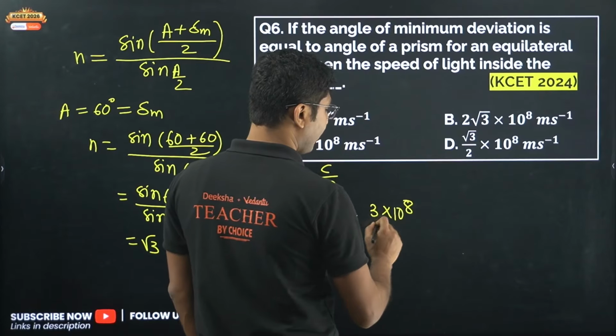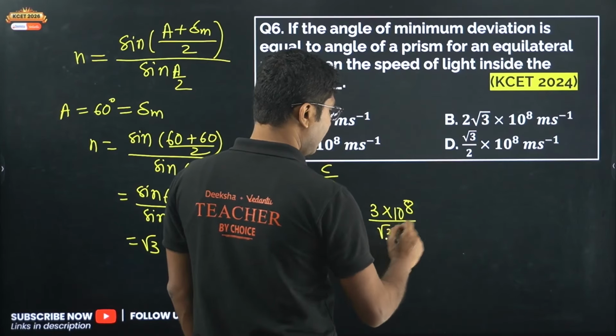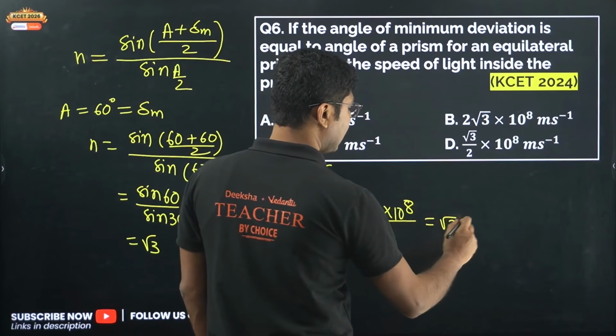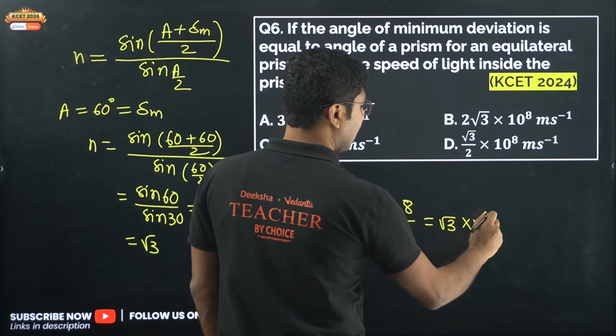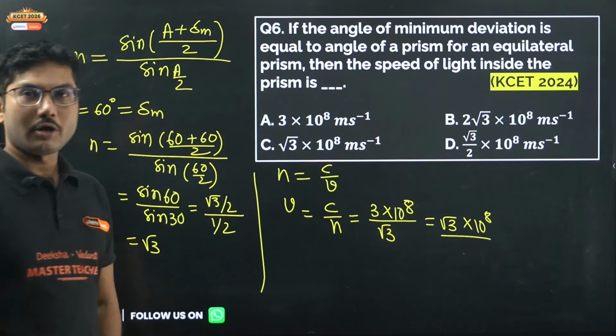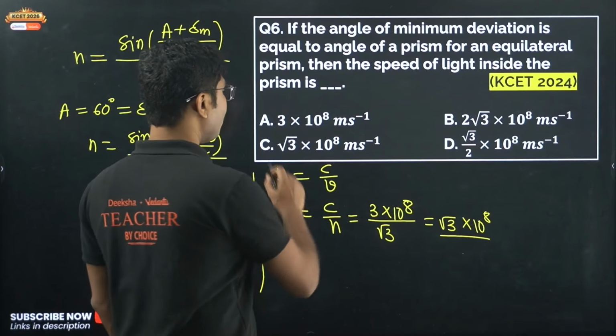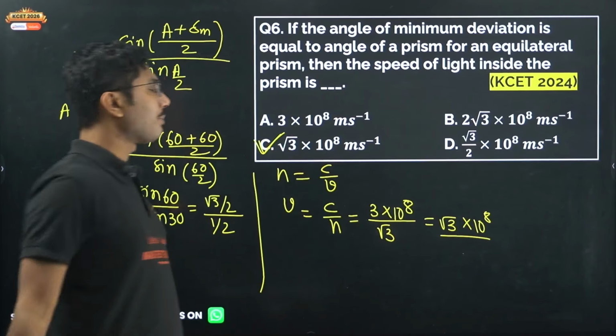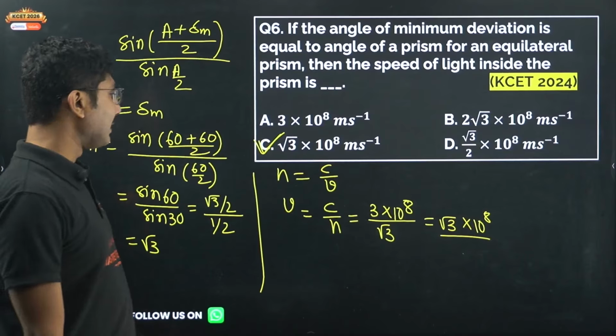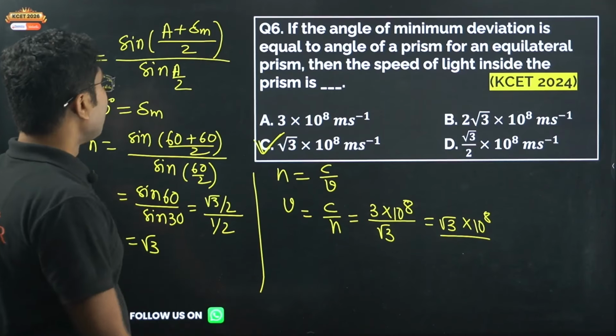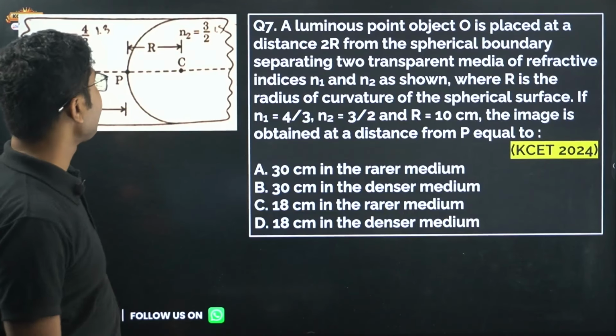So 3 into 10 to the power of 8 divided by root 3. So we can normalize it and we can say it will be root 3 into 10 to the power of 8 meter per second. So root 3 into 10 to the power of 8 meter per second is the speed of light in that medium, right? Interesting question, isn't it? Next question.